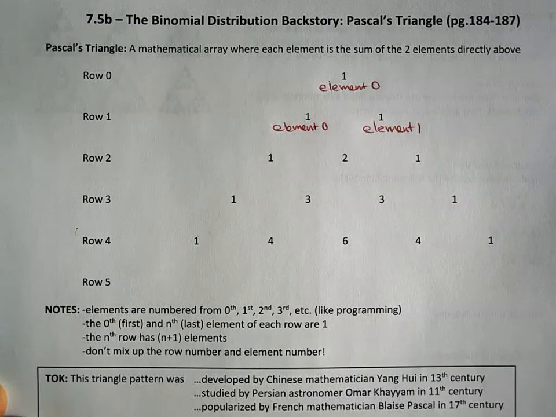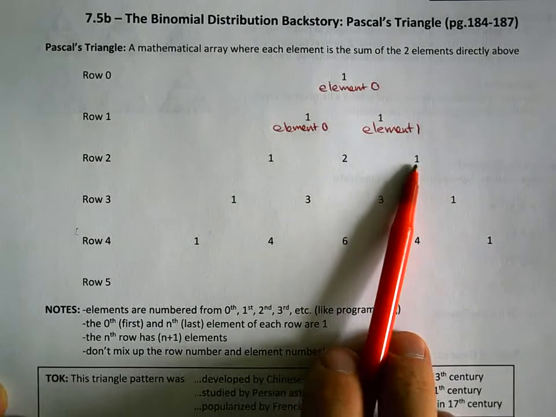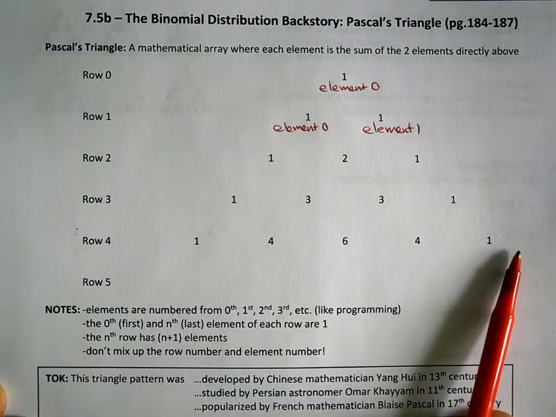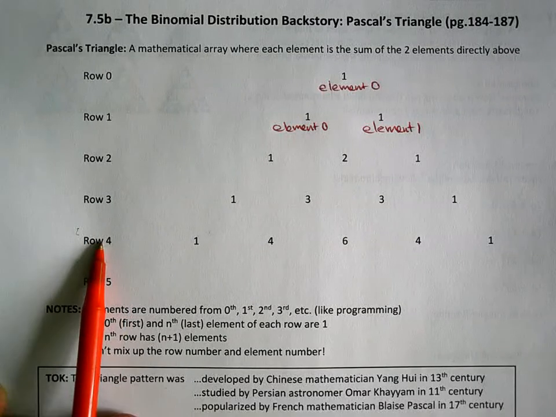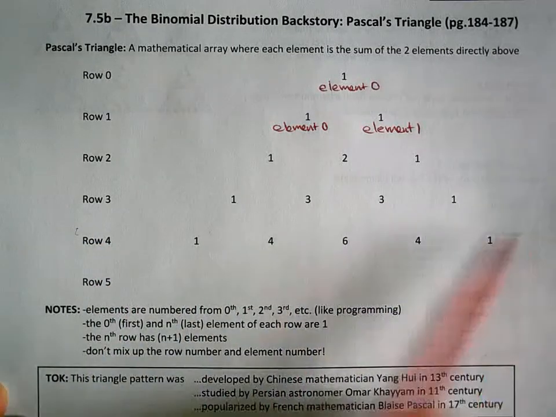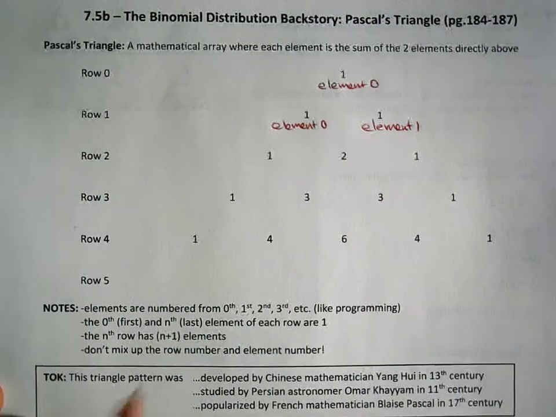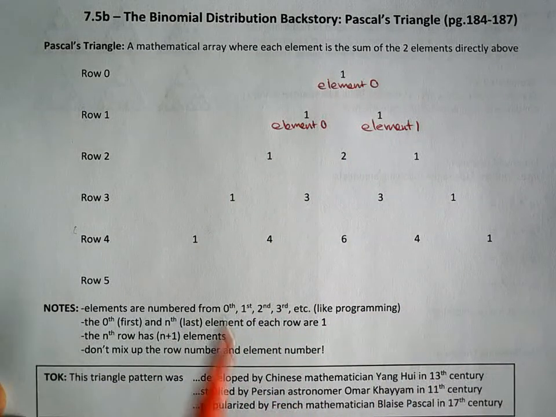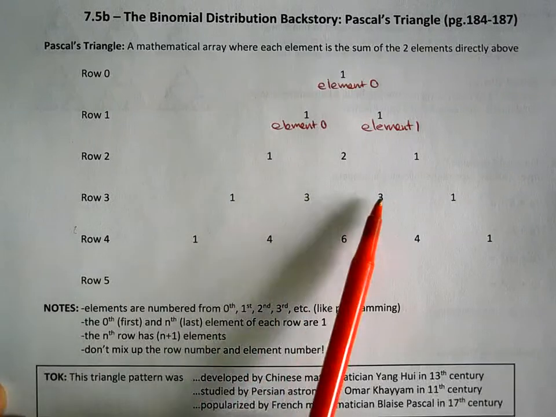Okay, the next thing we already talked about: the first value, element 0, and the last value, element n, are always 1, no matter which row you're in. Another point: row 4 would have 5 values, 1, 2, 3, 4, 5. You always have 1 extra. Row 0 has 1 element. Make sure you use this designation, row and element, to refer to any value. The first number would be the row, the second number would be the element. Row 3, element 2: 0, 1, 2.